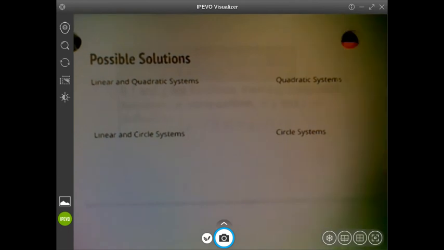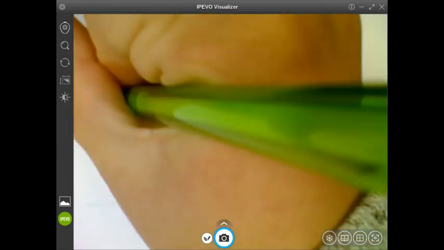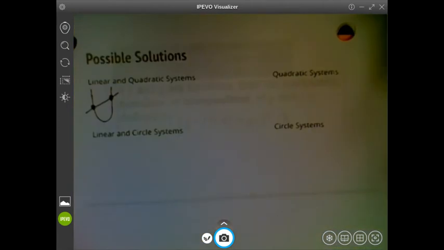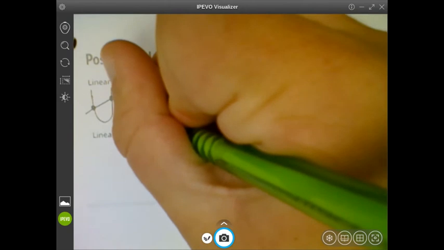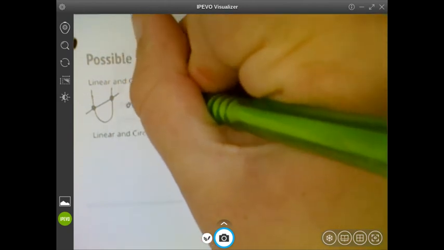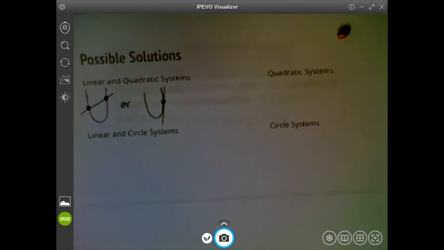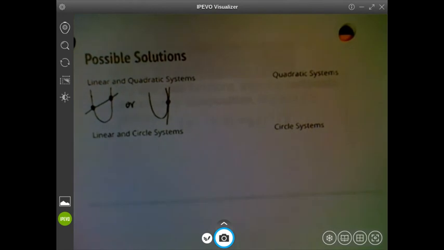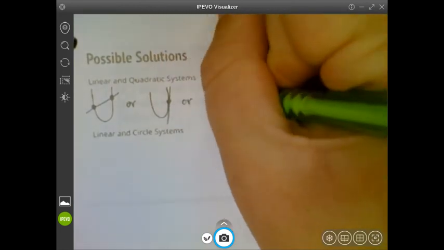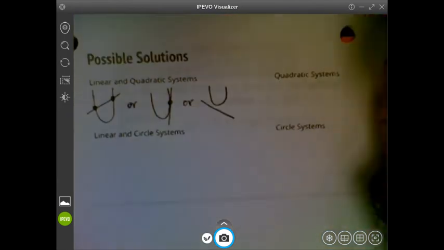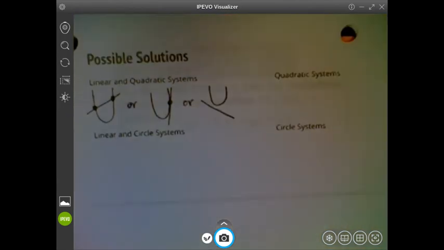So if you have a linear and a quadratic, one of the possible solutions is your line could cross your quadratic and it could cross it at two different locations. And so you could have two possible solutions there. Or you could have a quadratic and your line could cross it maybe just at one location. And that's what we call a tangent line. And it would only hit the quadratic just once. And so it is possible to have one solution. Or you could have a quadratic and maybe you have a line going like this, and the quadratic and the line never cross, in which case you have no solutions.